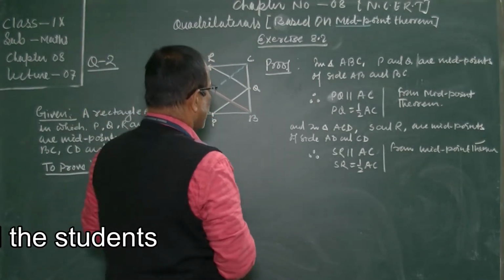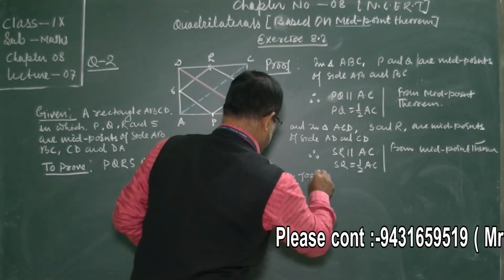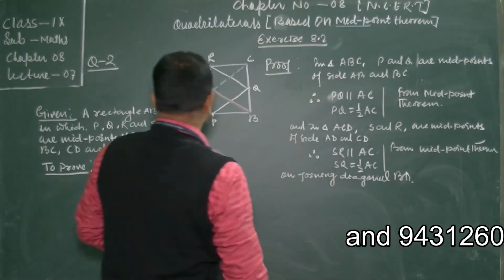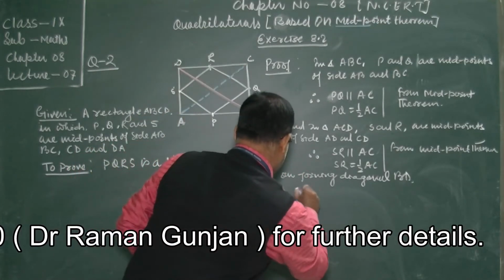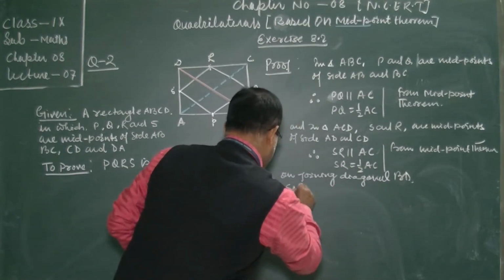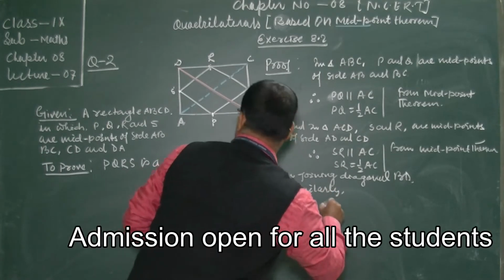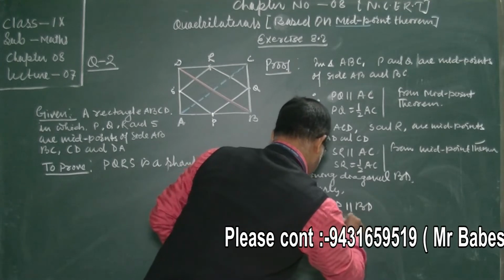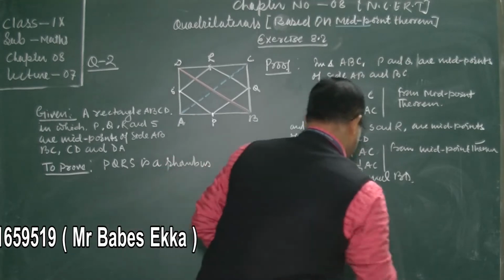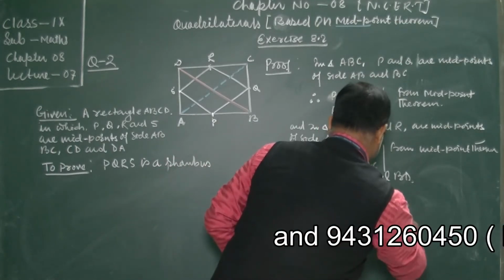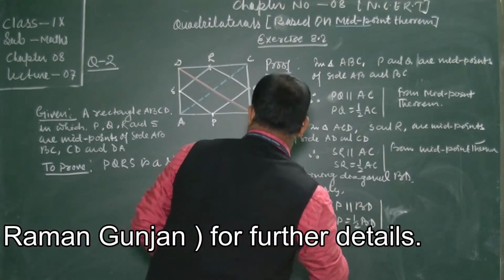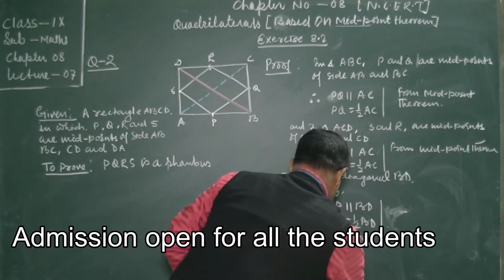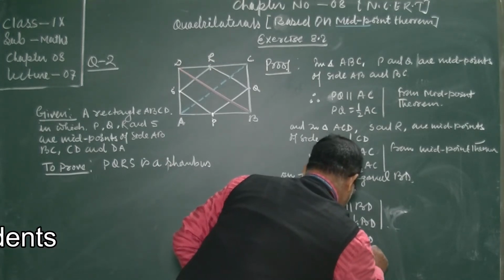On joining the diagonal BD, similarly SP parallel BD, SP equal to half BD, from the midpoint theorem, and again RQ parallel BD and RQ equal to half of BD.